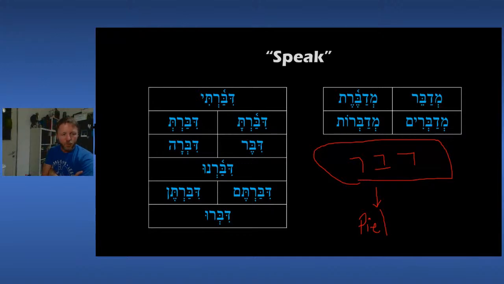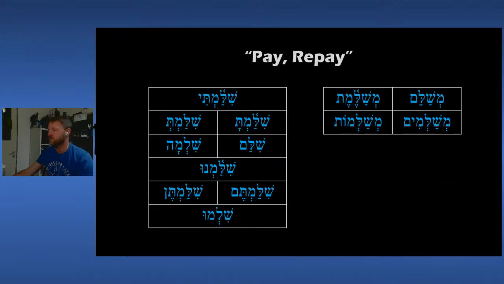Okay, why does it do that? I don't know. But I will say that normally when you bring foreign words into Hebrew, the word will find expression in the piel. Piel is natural for adopting roots from other languages. So let's look at the next word.